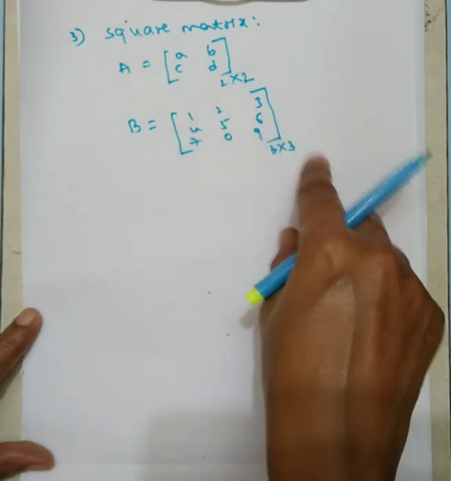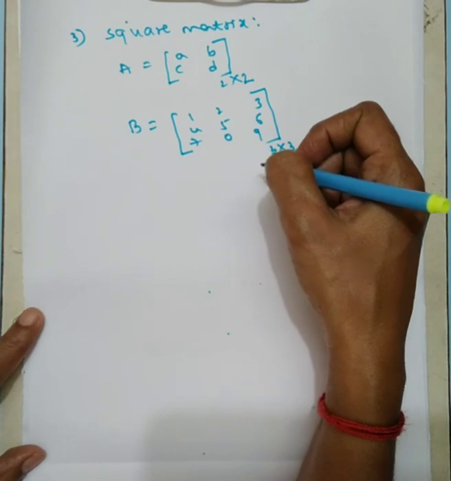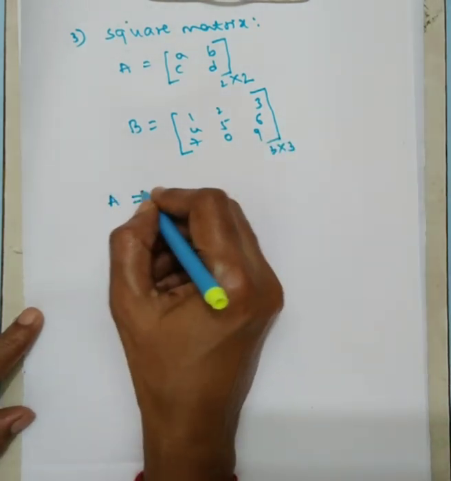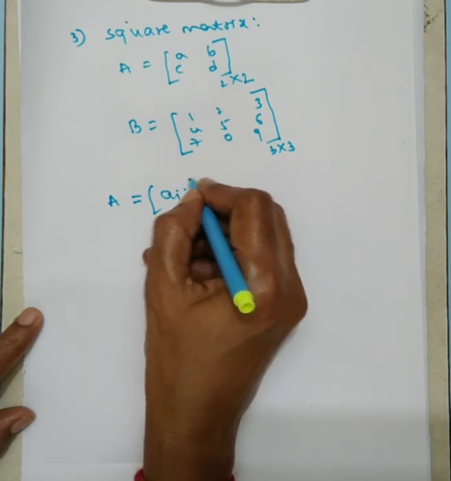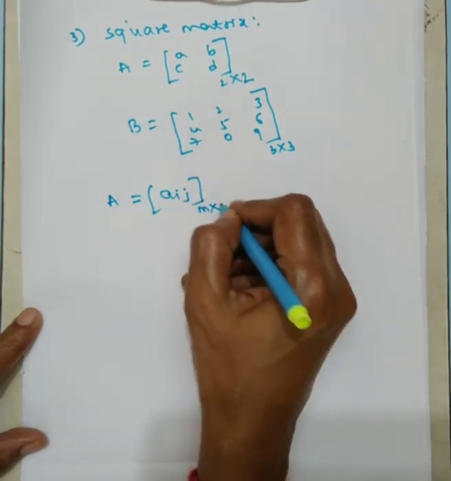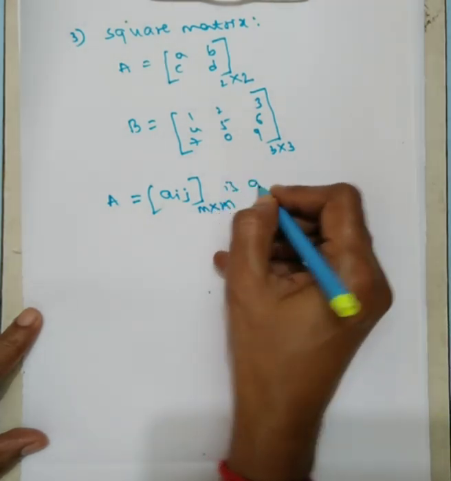Here the number of rows and number of columns are equal. You have to understand that the number of rows and number of columns are equal. So in general, a square matrix can be represented as Aij, m by m, or you can use n by n also.